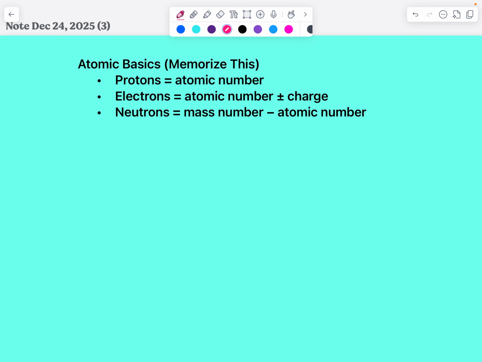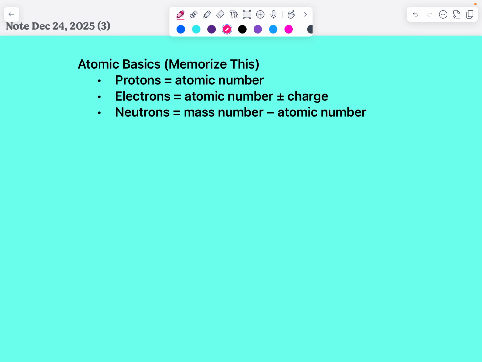So I want y'all to memorize this part, okay? Protons equals the atomic number. Electrons equals the atomic number plus or minus the charge. Neutrons is the mass number minus the atomic number. Every exam problem comes back to these three rules. If you slow down and follow them in order, these questions will become free points.